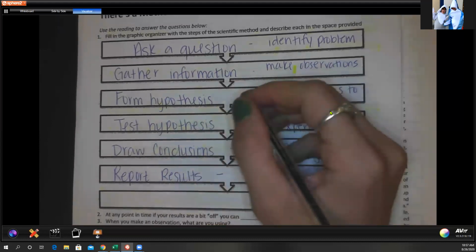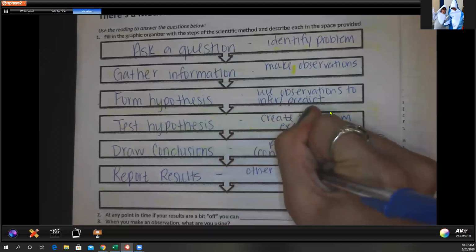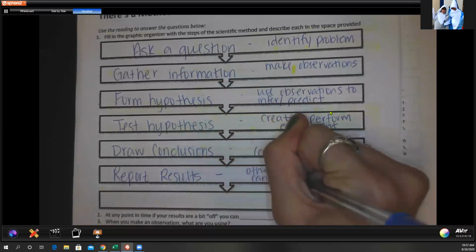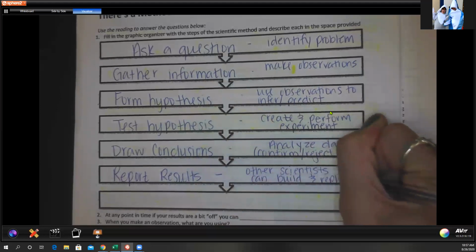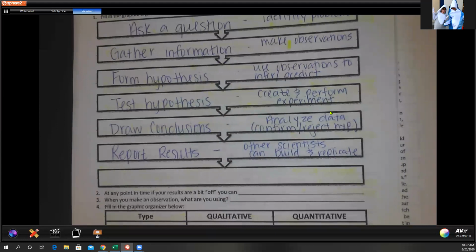So my big thing is that other scientists can build on it and they can replicate it. If another scientist were to do my experiment, they should be able to follow the instructions exactly and get similar results. If they don't get similar results, that means that something went wrong with them or with me, right?